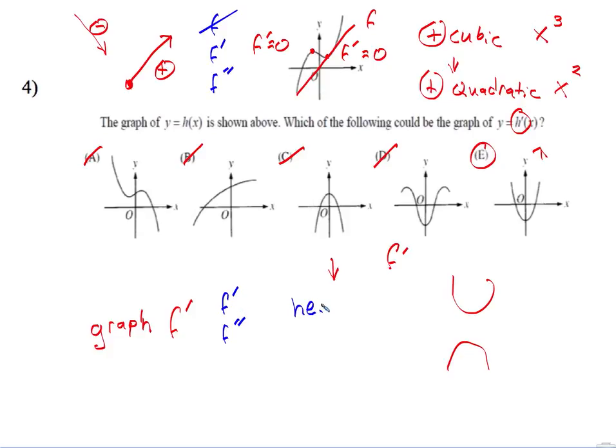Height is f. Then it goes to slope. If I take the derivative of height, I get slope. If I take the derivative of slope, I get concavity. You good? All right, I think we need to move on.